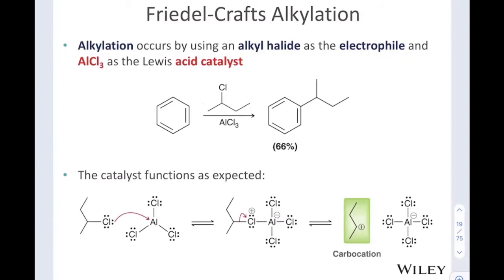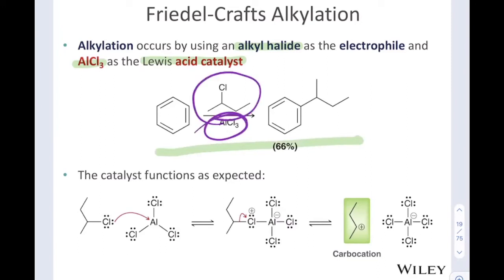So this is when we're adding just a carbon group. And the way that we're going to do this is we're going to use an alkyl halide as our crazy good electrophile. We're going to create that crazy good electrophile by using AlCl3 as a Lewis acid catalyst. So the general scheme for this reaction is going to be we react benzene with your alkyl halide in the presence of AlCl3, and we attach the alkyl group to the benzene.